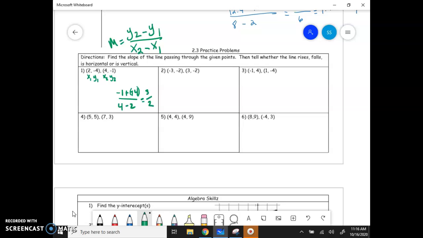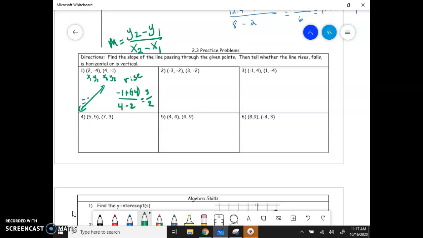That is a positive fraction, right? That's just positive 3 over 2, so this is a positive slope. This rises, right? This is going to go up 1, 2, 3 over 2, 1, 2. So this is going to be a slope that kind of looks like that. It rises. All right, that's how you do all these 1 through 6.